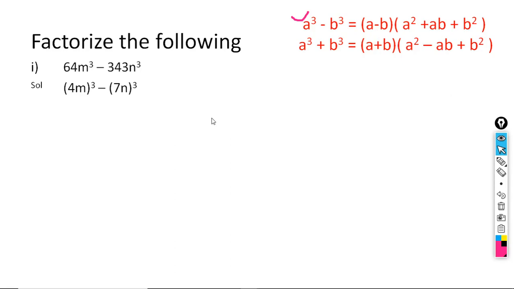A minus b is the first factor, which is 4m minus 7n, and a square means 4m square, plus 4m into 7n, plus 7n square.